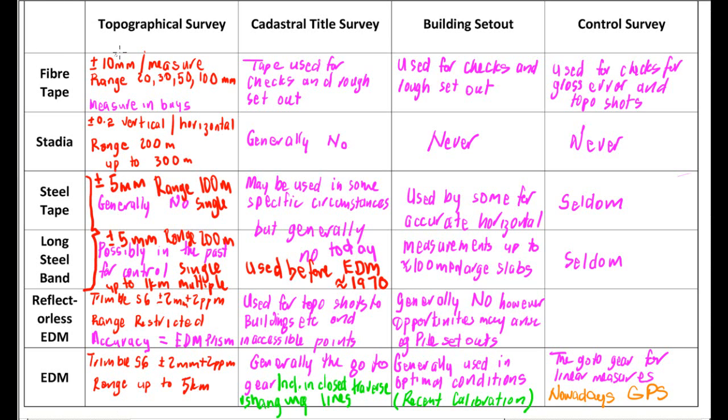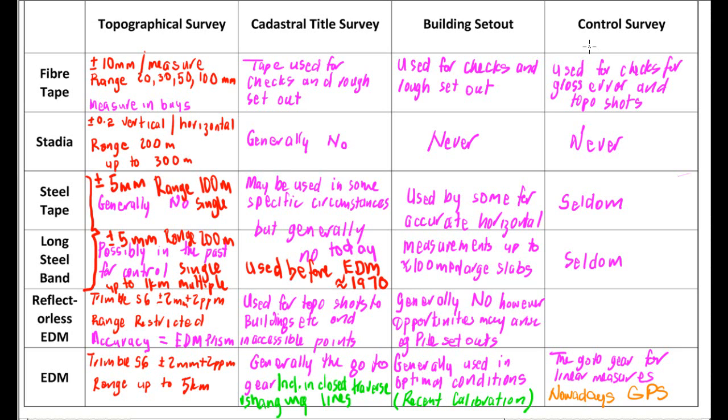And then across the top here I put a number of various typical scenarios that we might use our linear measurement gear for. The topographical survey, cadastral title survey, building set out, and control survey. And again, I've tried to put them in order of increasing accuracy, although there may be some slightly blurred boundaries and what have you there.